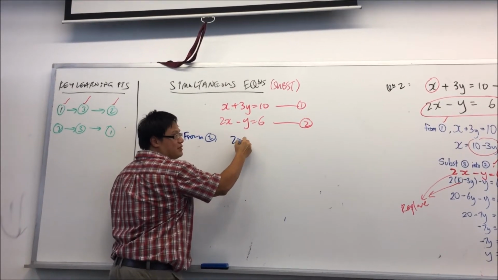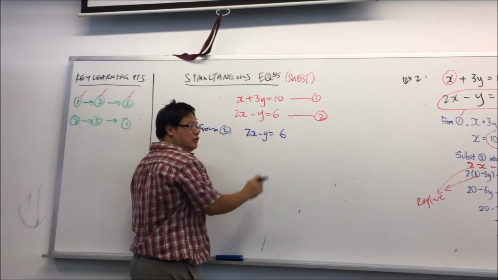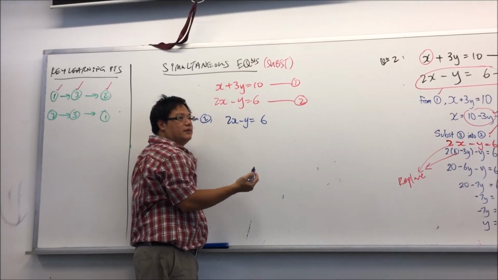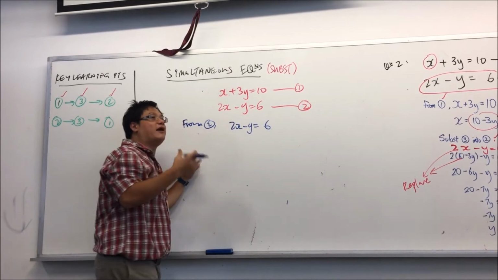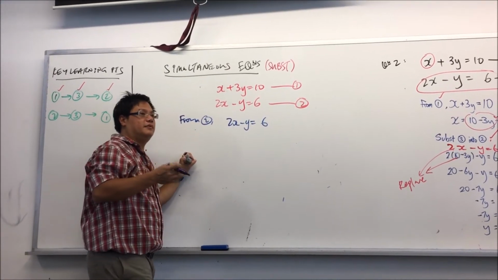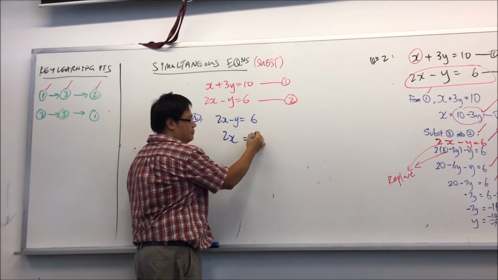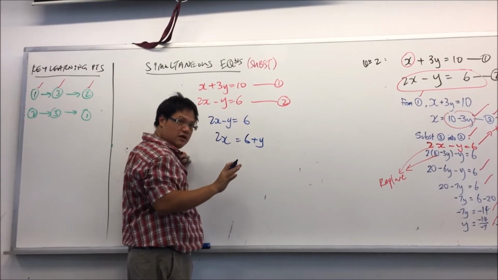So 2x minus y equals 6. I make x the subject of the formula. There's a y here, what do I do? Bring it to the right. So 2x becomes what? 6 plus y. So far so good? Yes.